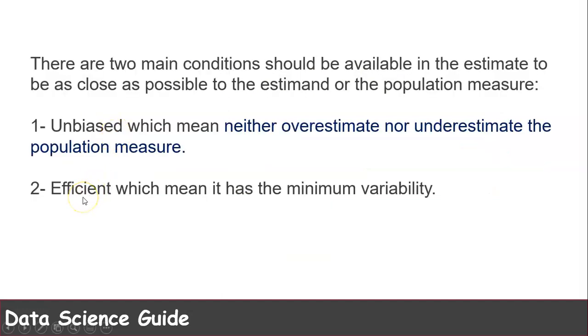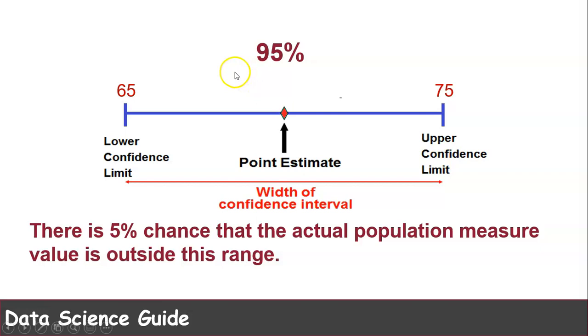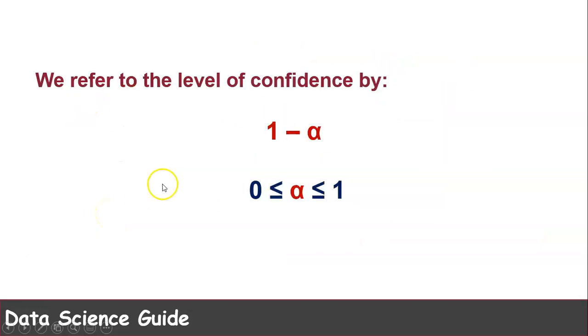And the second condition here, it should be efficient, which means it has the minimum variability. And when we say the confidence level is 95%, that means there is a 5% chance the value isn't in this range. It is either bigger or smaller. So we refer to this 5% as alpha. Alpha is the error. And based on that, we refer to the level of confidence as 1 minus alpha. So 1 minus 5% equals 95%, which is our confidence level.